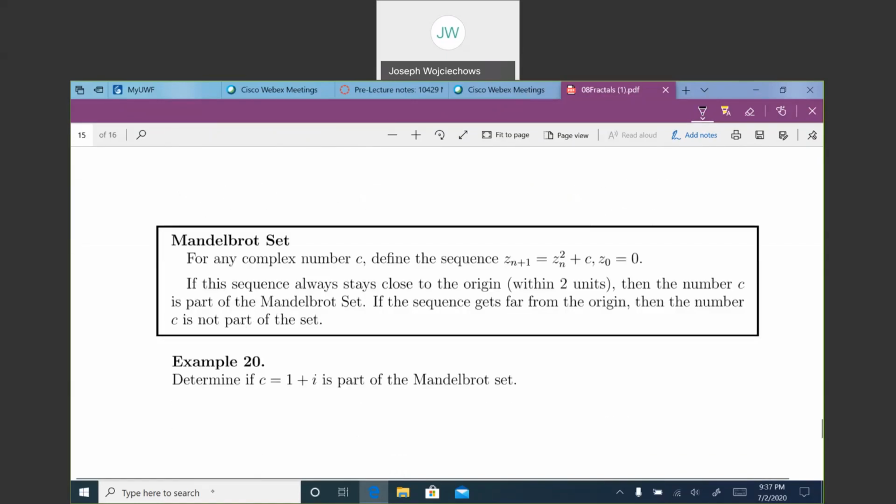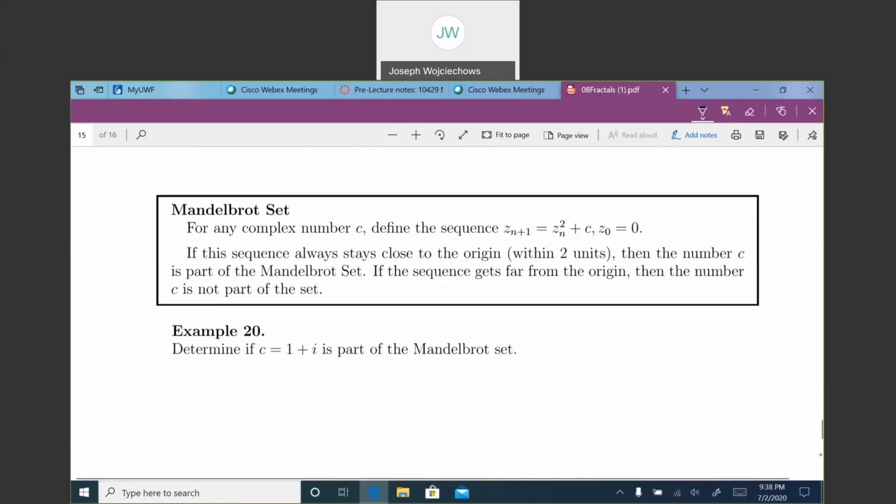Okay, next up is something called a Mandelbrot set. We're not going to go real deep into this. There are some interesting videos on YouTube that show the plotting of Mandelbrot sets. If you'd like to see some of this, you could just type Mandelbrot set in the YouTube search engine and it will come up with several different videos.